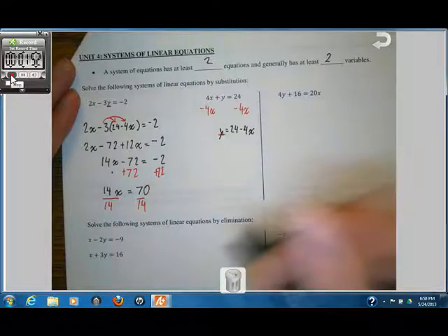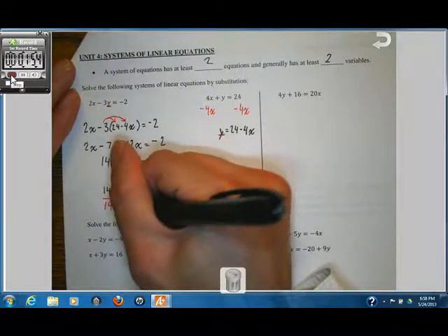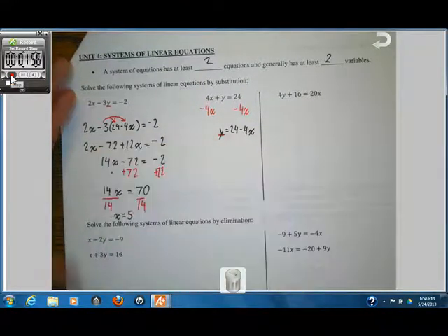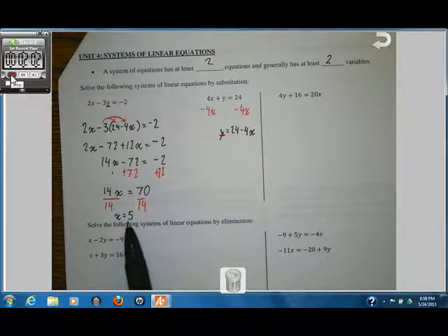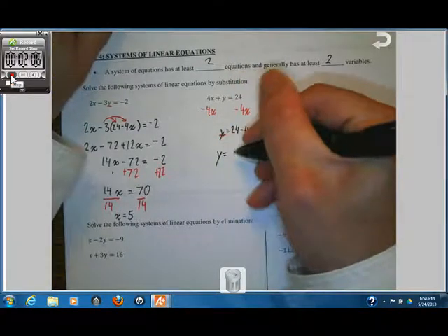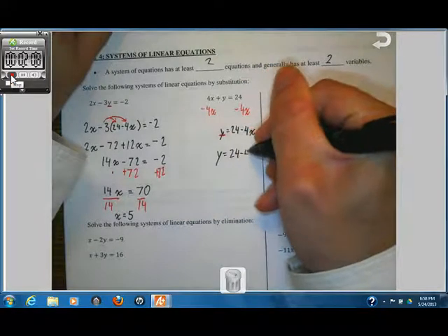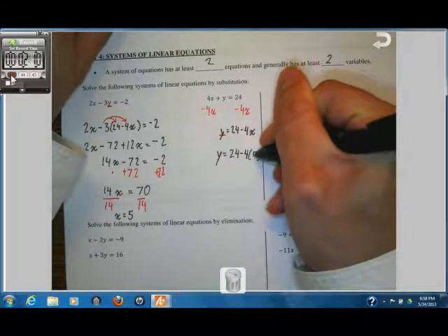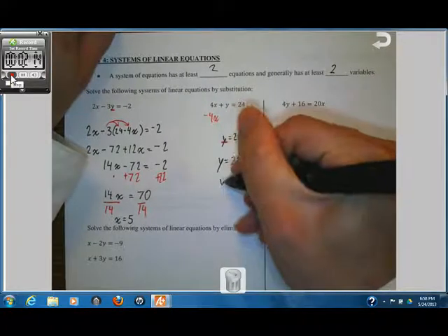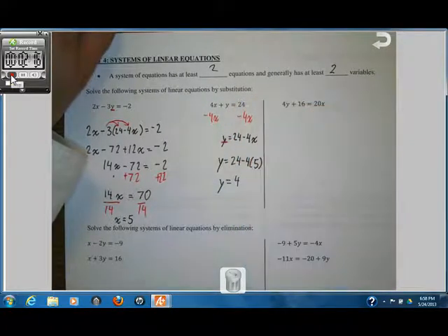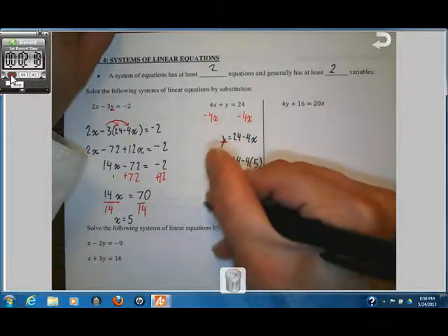Once you have your x value, you're not done. You need to solve for the y value. So you plug this 5 into this x. So you have y is equal to 24 minus 4, but instead of x, you're going to put 5. So you have y is equal to 24 minus 20, which is simply 4. Your final solution should be stated as a point, as an ordered pair, (5, 4). Well, that was fun.